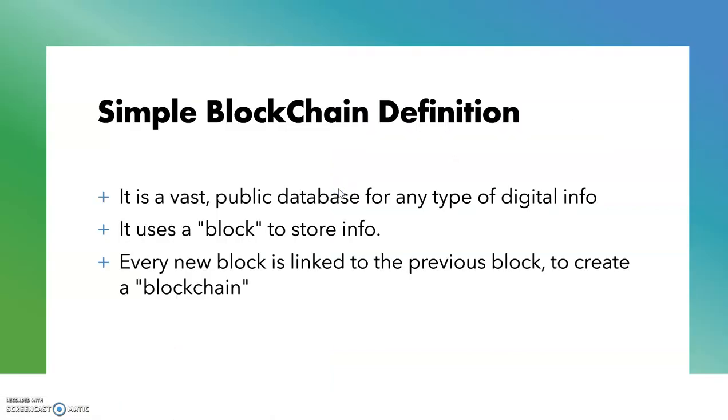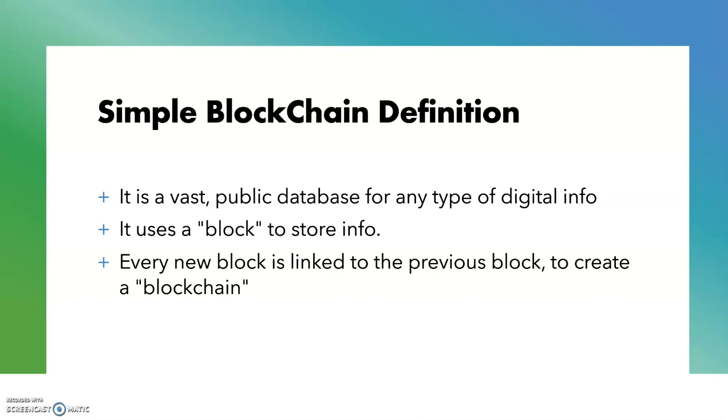So let's start with a simple definition of what a blockchain actually is. In the simplest form, it's really just a vast public database for any type of digital info. Think of any database you can think of, whether it's Google, Facebook, or any type of data that you can put into it. A blockchain is just that. It's just a public database that anyone can look into and read and view, and is available for the entire public.